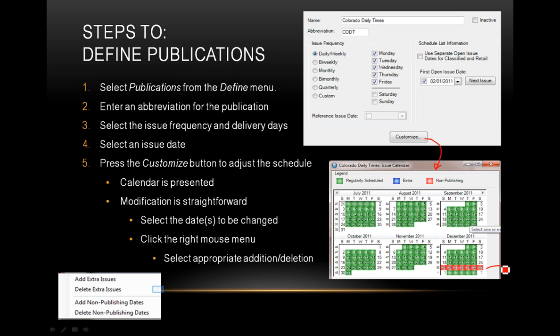So all you need to do is drag the cursor onto the calendar, right-click, and it'll display the following dialog that gives you an opportunity to add extra issues or delete extra issues, or add non-publishing dates and delete non-publishing dates. So there might be times where you say, I normally publish on a Wednesday, but during Christmas we're going to publish twice that week. That's where you'd enter your extra publication date.